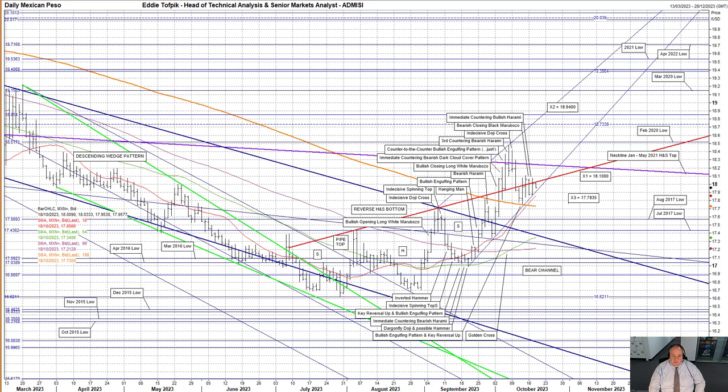US dollar against the Mexican peso. An immediate countering bullish harami yesterday as the market rose back up and away from approaching the flatlining long moving average below, highlighted in gold, currently at 1773.08, and moved back up to the attractor of the bright red neckline, currently 1802.78, of the July to September lopsided reverse head and shoulders bottom.